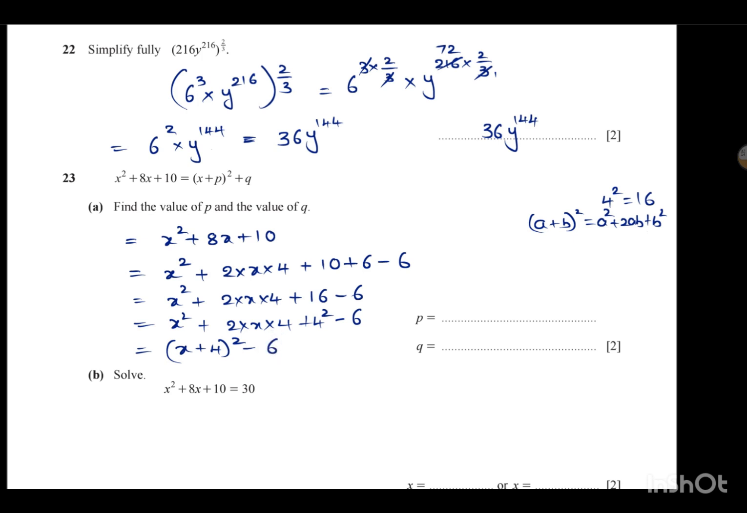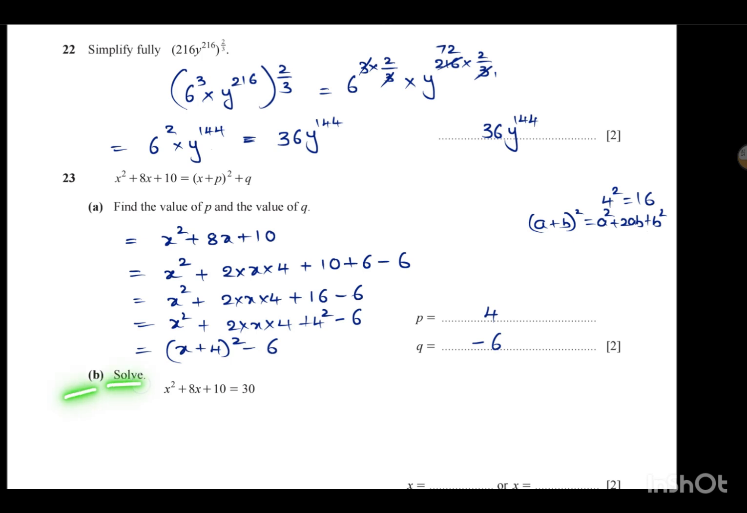minus 6. Now when you take this one and see the values of p, what is p? P is 4. In place of p there is 4, and in place of q it is not 6, it is minus 6, because the given expression was plus q, so q value should be minus 6. Question A is done.